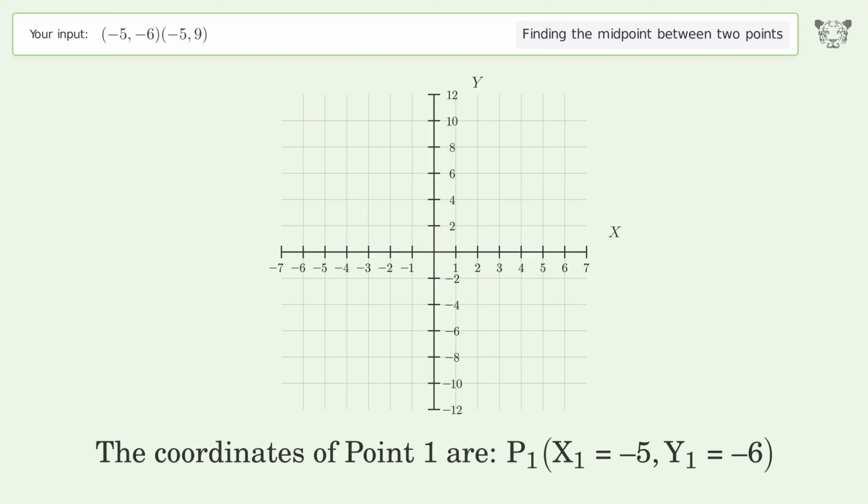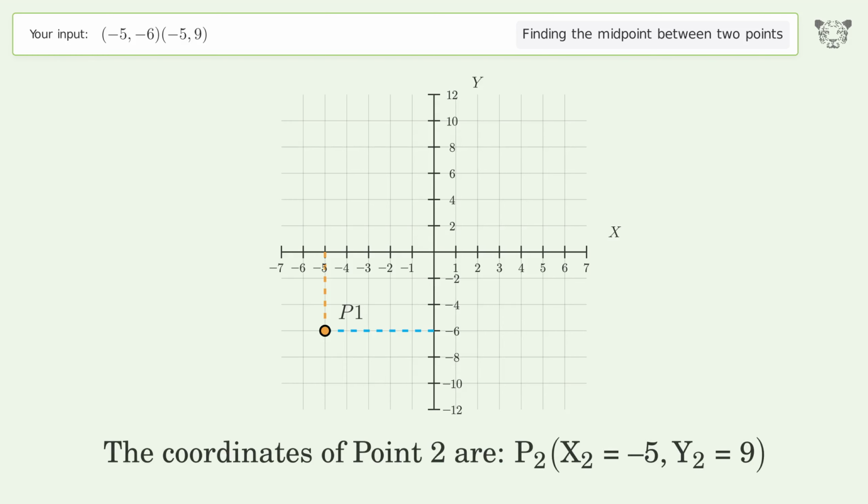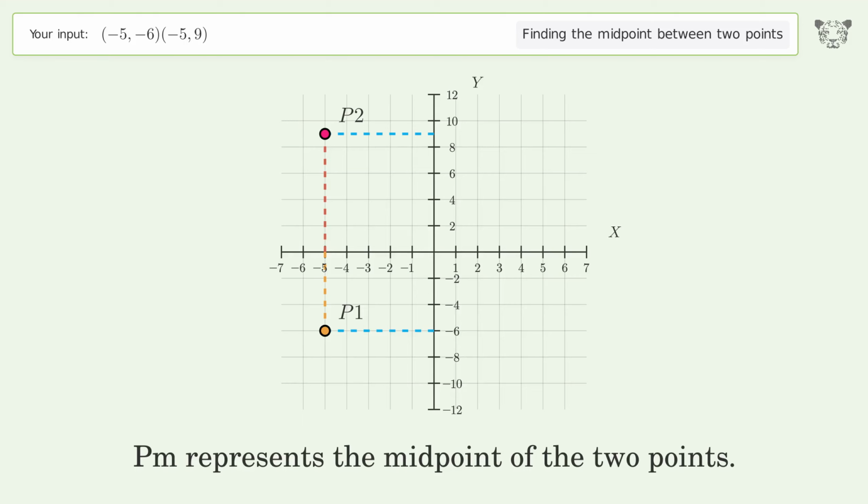The coordinates of point 1 are x1 equals -5, y1 equals -6. The coordinates of point 2 are x2 equals -5, y2 equals 9. PM represents the midpoint of the 2 points.